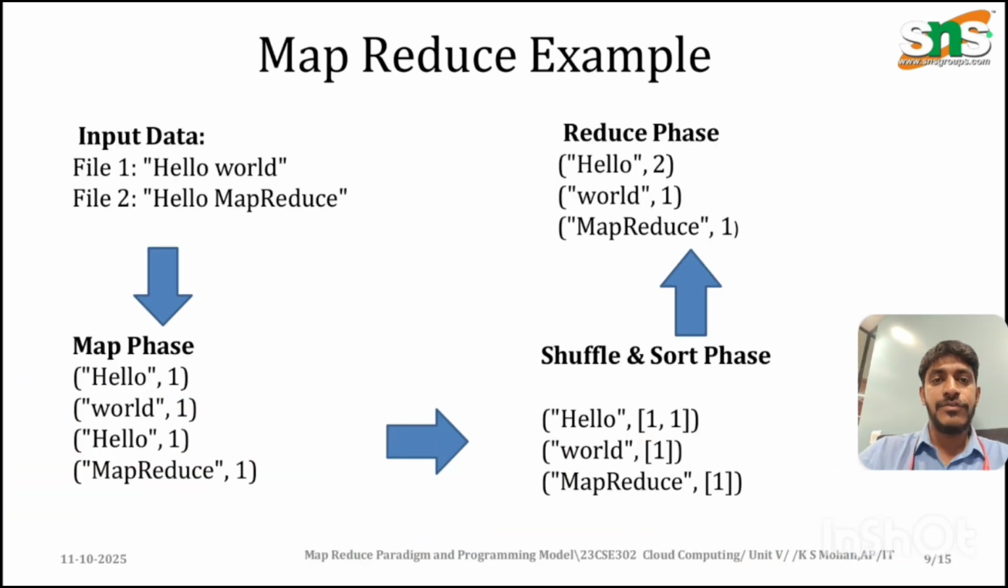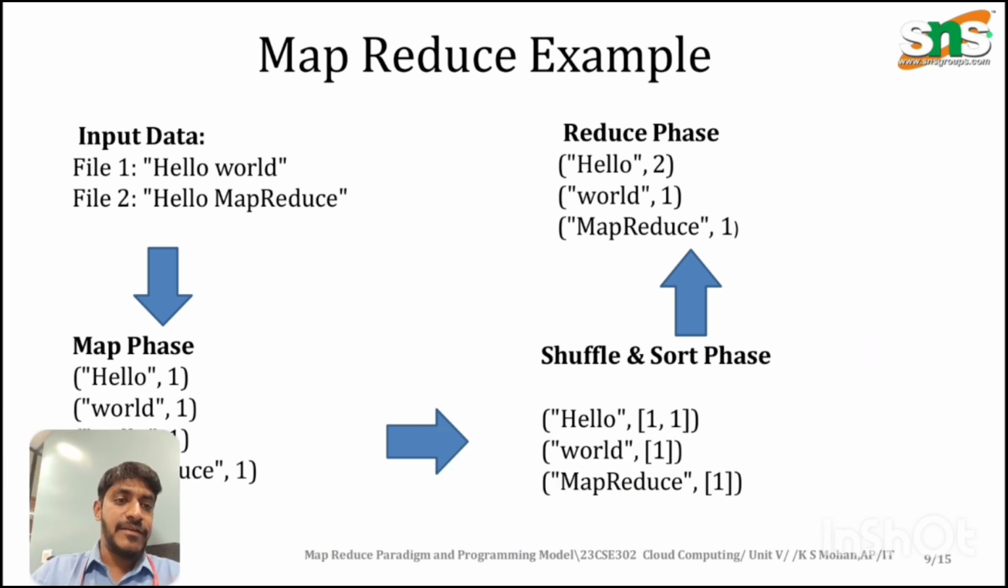Let's start with a MapReduce example. For example, we type "hello world" as input data, and "hello MapReduce". The map phase gives hello as 1, world as 1, and hello as 1, MapReduce as 1. In the shuffle and sort phase, hello is grouped as 1, 1, the first key. Then the second word, MapReduce, is 1. The shuffle and sort feed the reduce phase, which gives hello 2, world 1, and MapReduce 1. This is the MapReduce example.